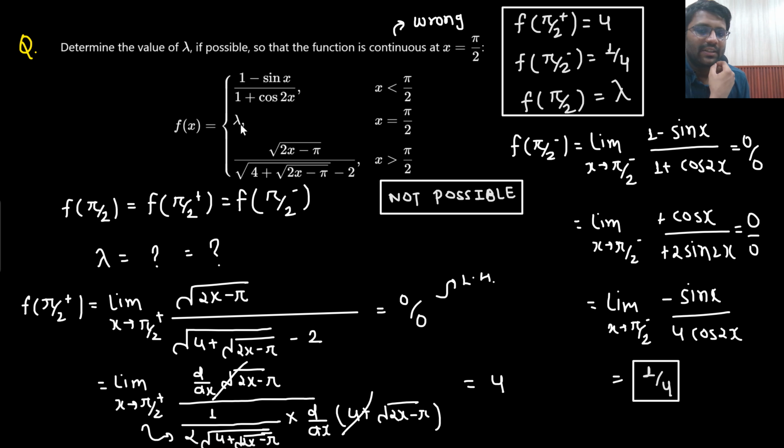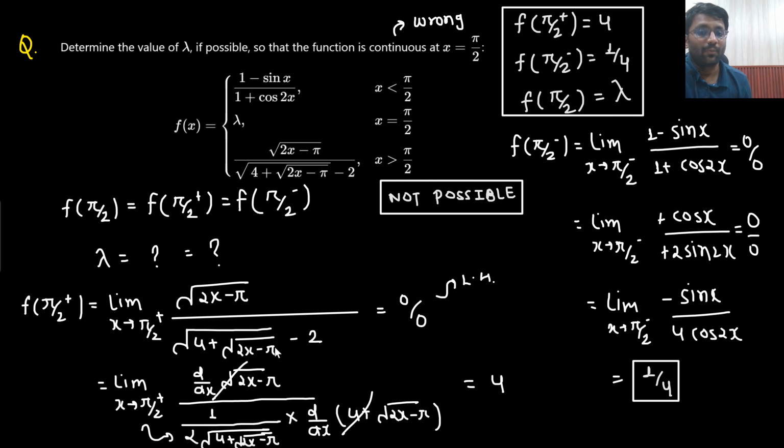Okay, there is no such lambda which will make the function continuous at x equals pi by 2, because f of pi by 2 plus and f of pi by 2 minus are not even the same. So for sure there will be one option mentioned as 4, and another option as 1 by 4. Some guy will find out f of pi by 2 minus, he will get 1 by 4, and click on that option. Someone would find out f of pi by 2 plus, and click on that option.